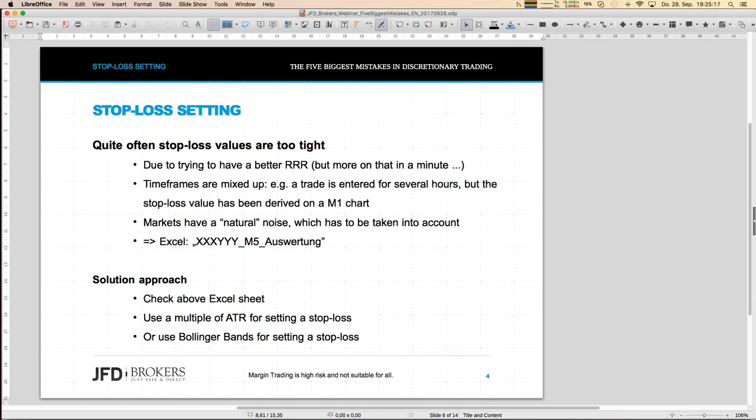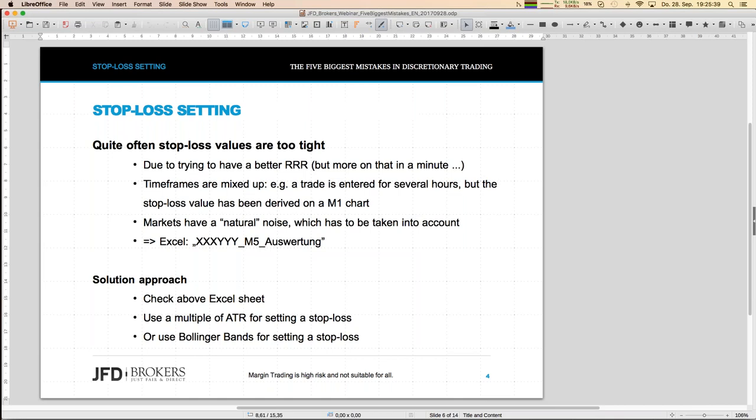And that is the stop loss setting in general. So we know already that a stop loss is quite important for any trade. So stop loss is a must, and it comes directly to the next mistake a lot of people are making.